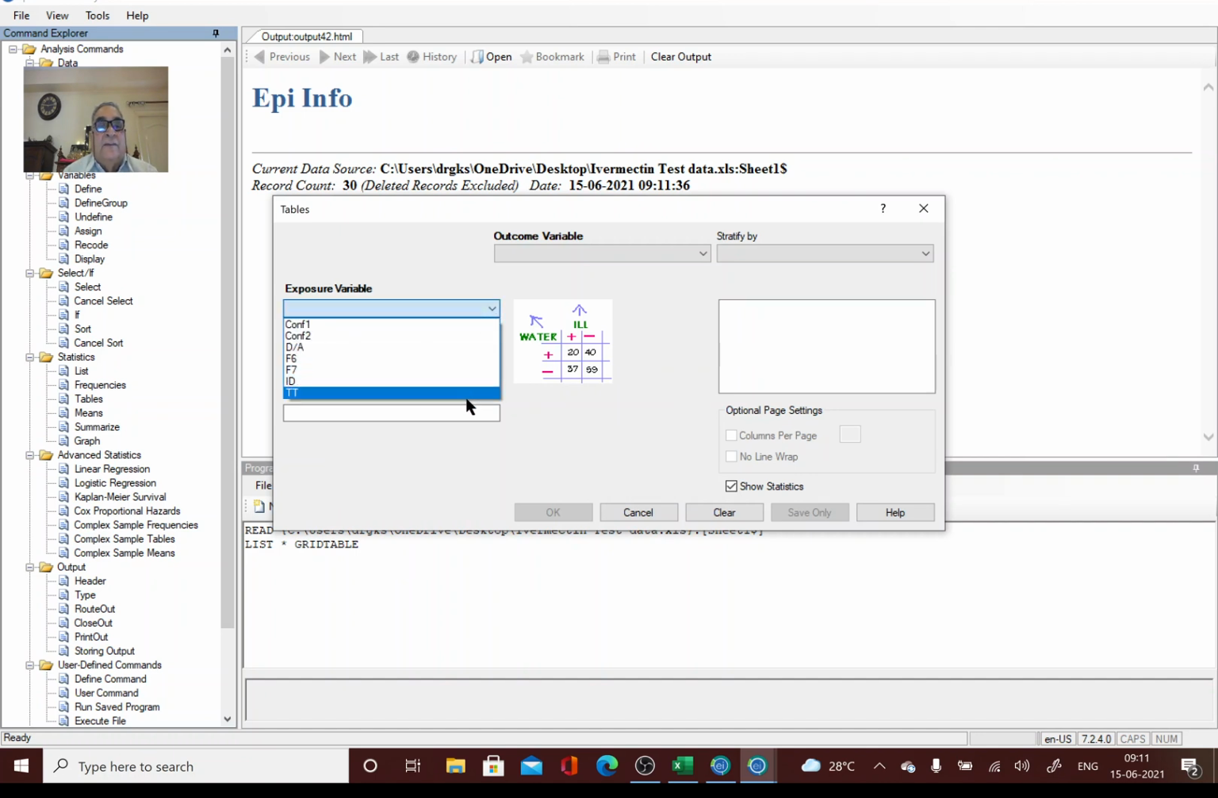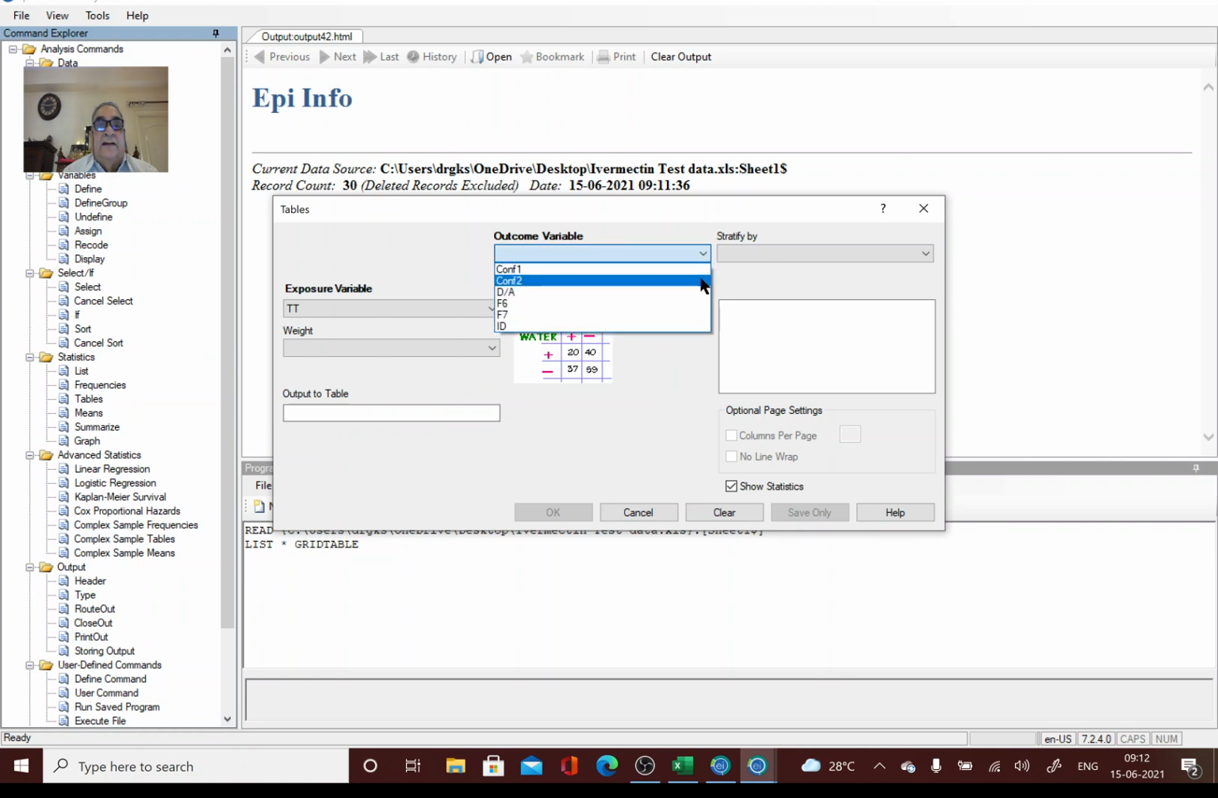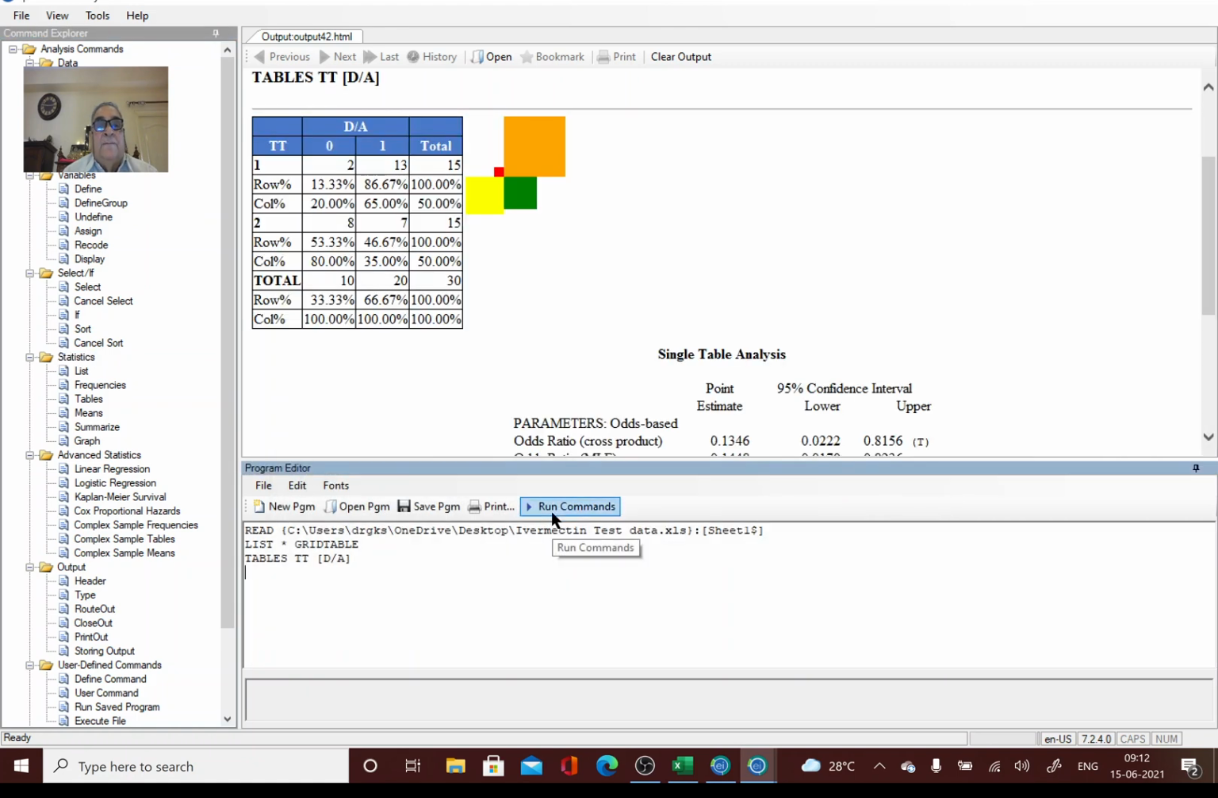Exposure is type of treatment, and outcome variable is dead or alive. And when we draw this table, we get an estimation of risk. 2 upon 15 is risk, 2 upon 13 is odds, and 2 upon 13 divided by 8 upon 7 is odds ratio, and 2 upon 15 divided by 8 upon 15 is risk ratio. And these are point estimates from this study.